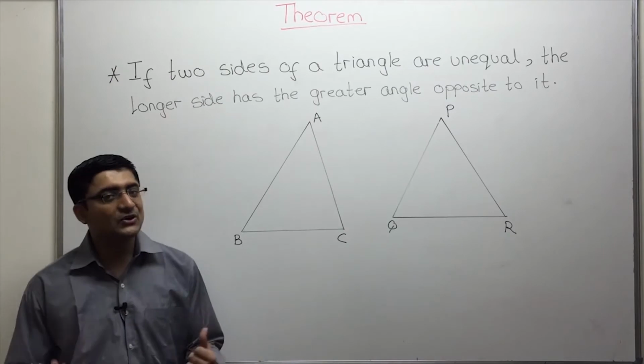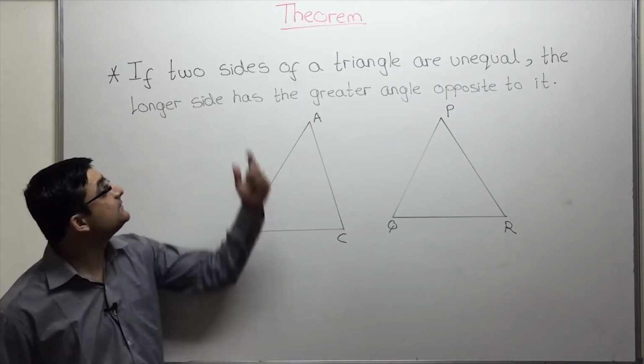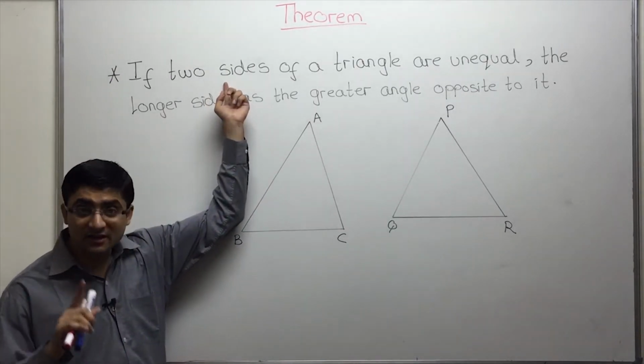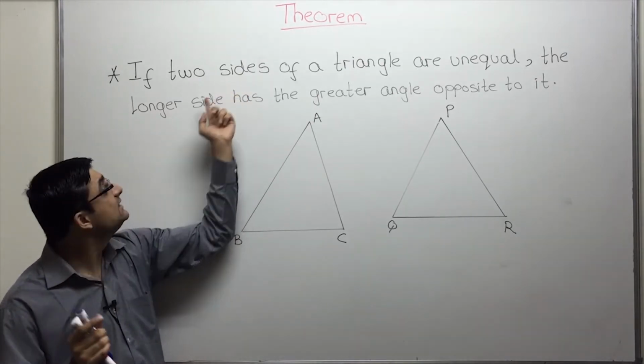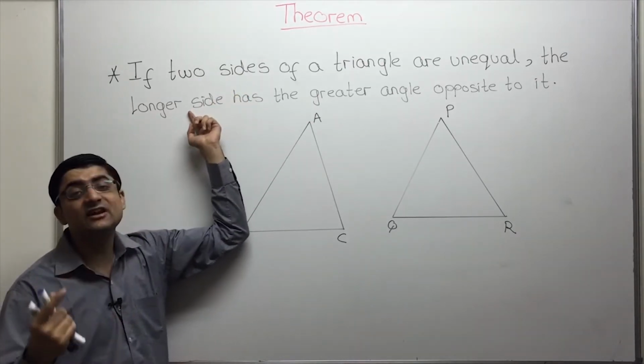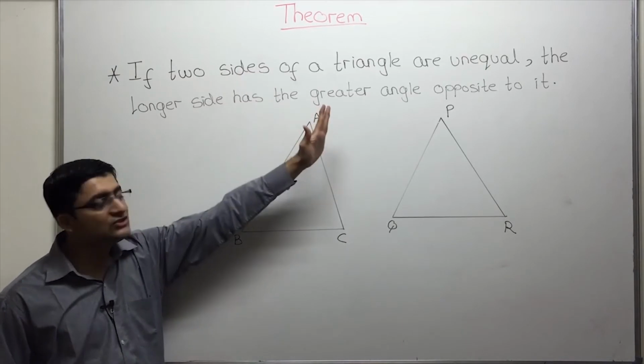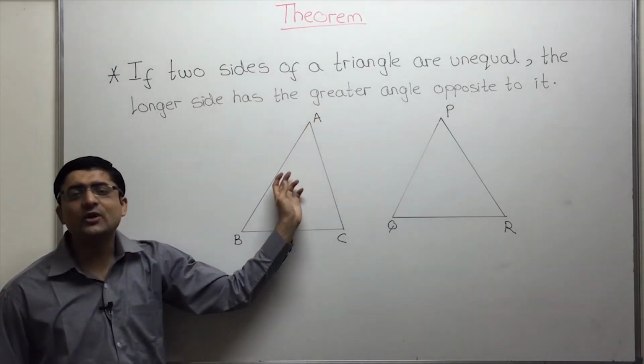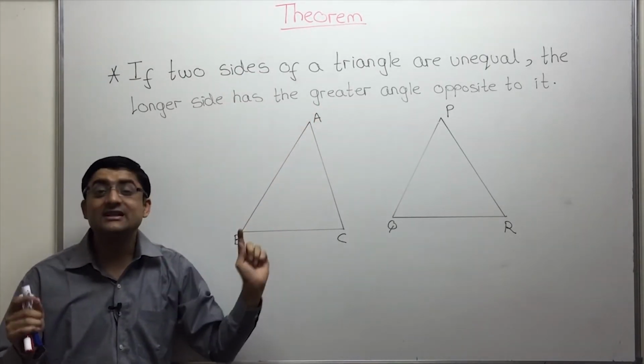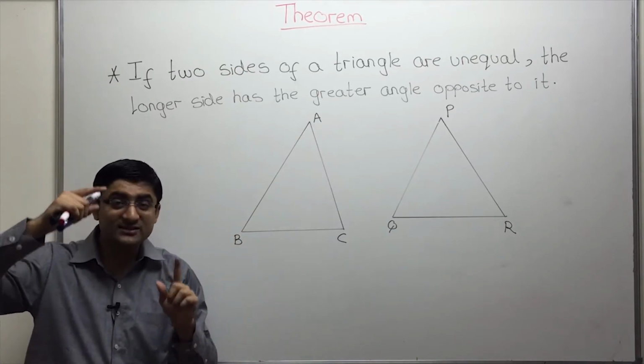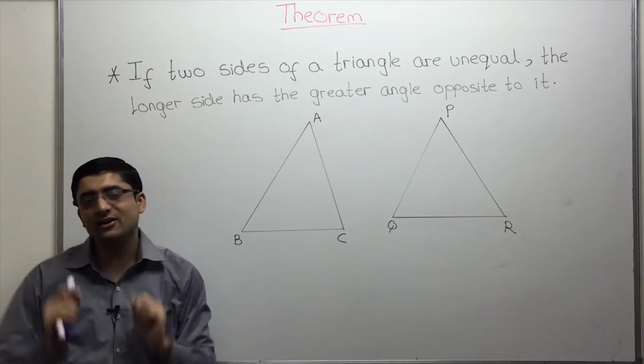So in this video, we're going to learn about a theorem. So let's first read it. If two sides of a triangle are unequal, that is they have different lengths, then the longer side has the greater angle opposite to it. So what this theorem is saying is that if in a triangle you have two sides which have different measures, then the side which has a longer measure, that is the longer side, will have a greater angle opposite to it.